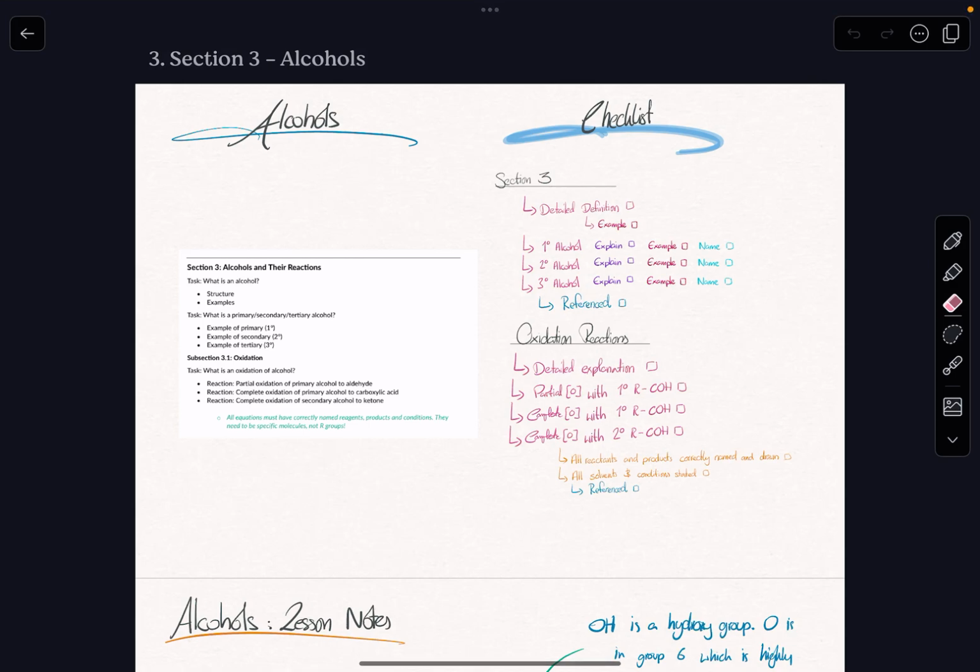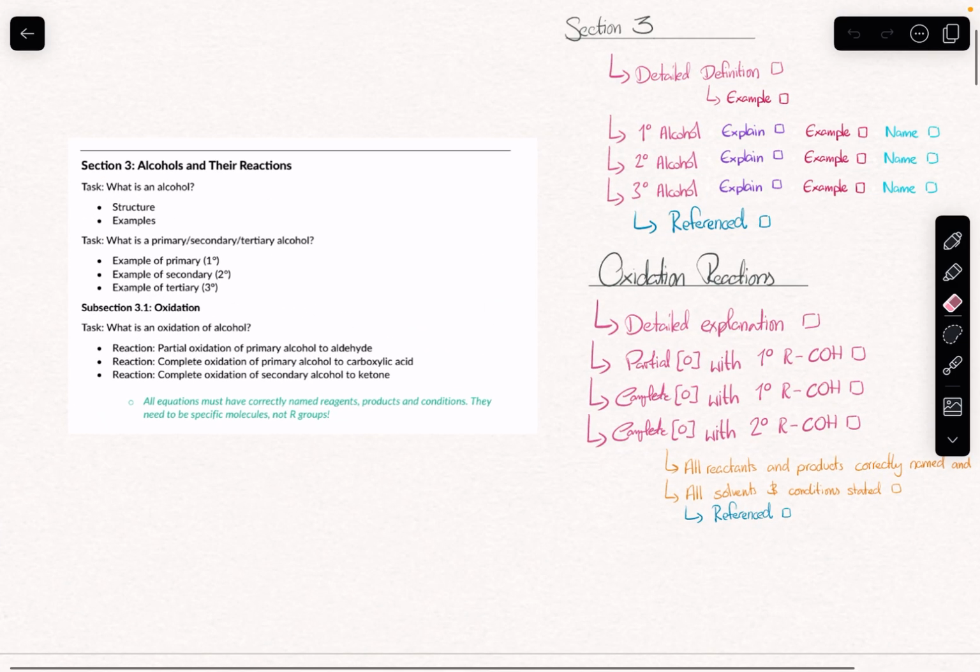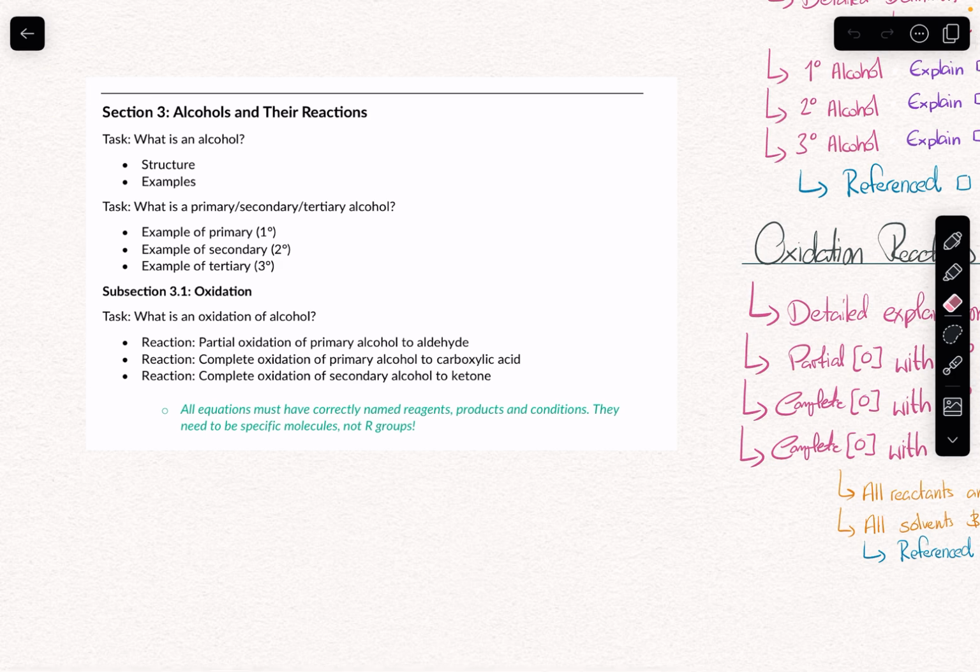All right, section 3, alcohols. Now, what we're going to be talking about is this portion right here. So, what is an alcohol? What is primary, secondary, and tertiary?